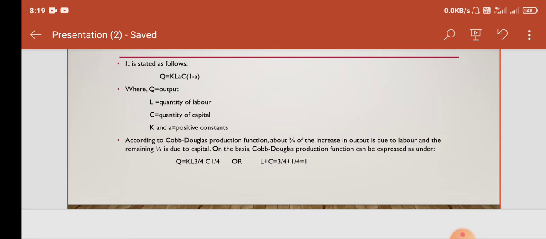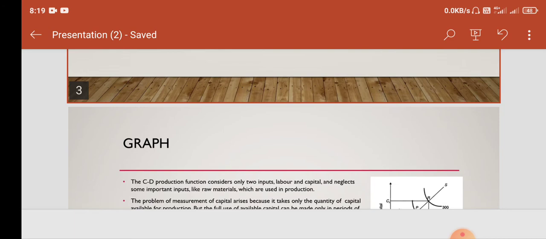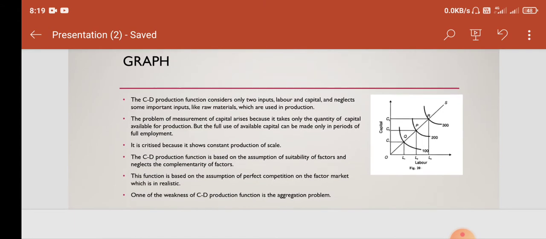On this basis, the Cobb-Douglas production function can be expressed as: Q = K L^(3/4) C^(1/4), or L plus C equals 3/4 plus 1/4 equals 1. Its degree of homogeneity is 1, that is, the contribution of labor and capital equals 1. Graph.